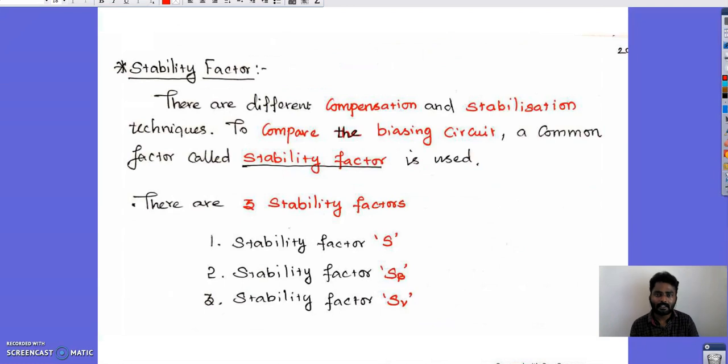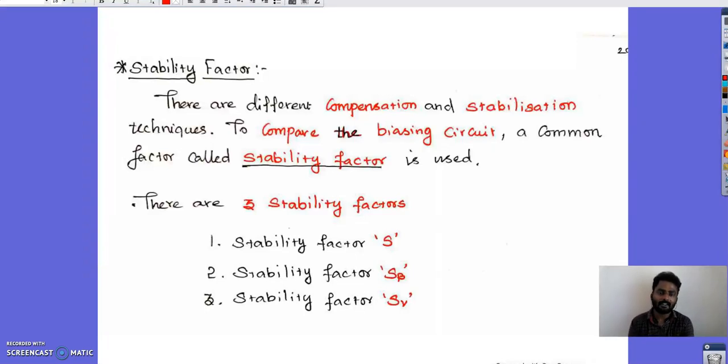Coming to the stability factor, while talking about the different compensation and stabilization techniques, the comparison of biasing circuits with a common factor is called the stability factor. So we are going to compare all these biasing circuits with a common factor. That factor is termed the stability factor. The stability factor depends on different values.